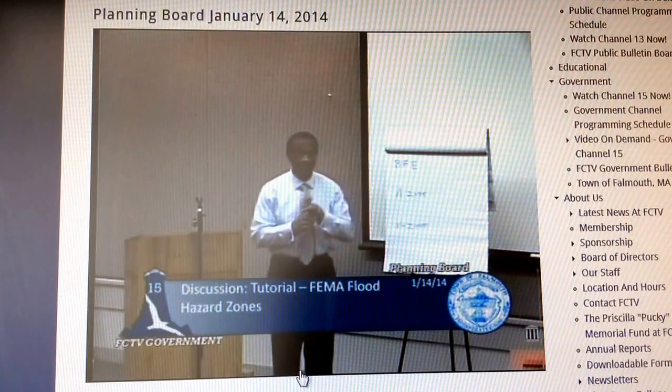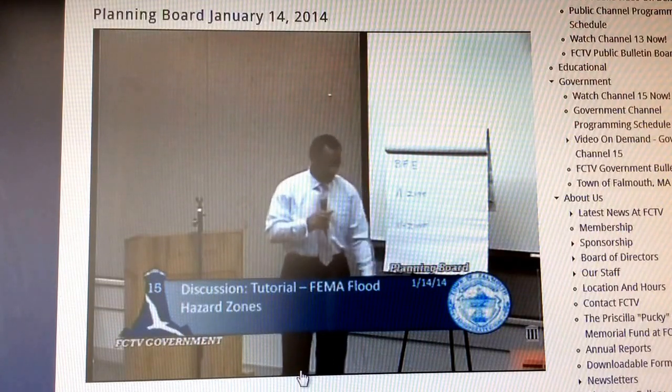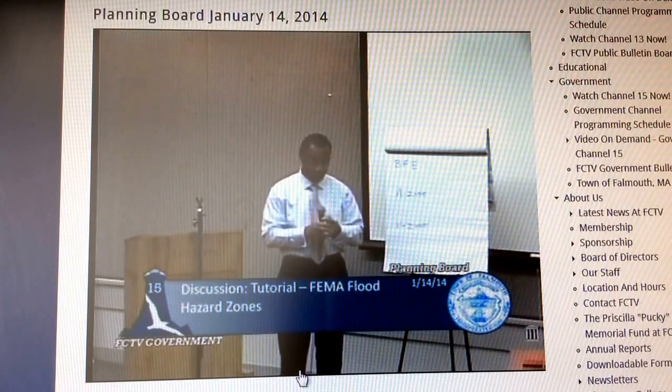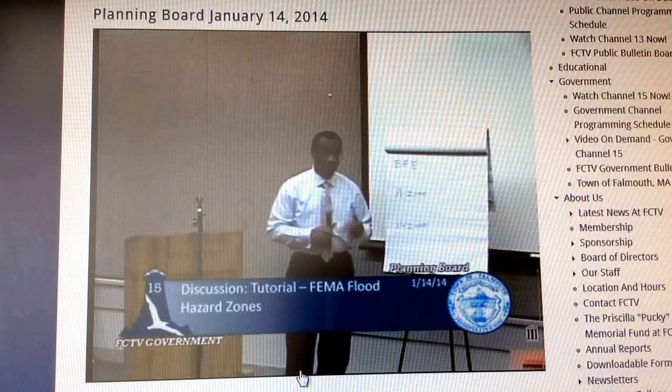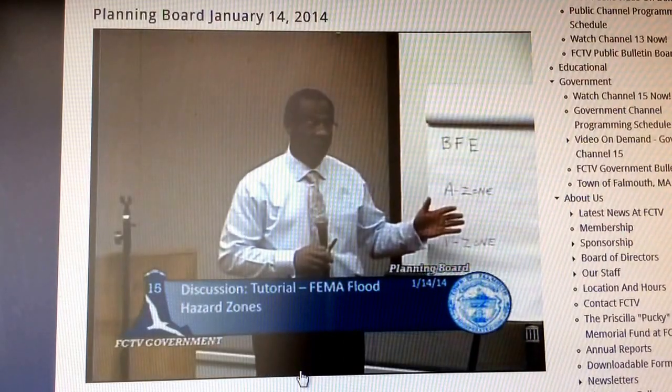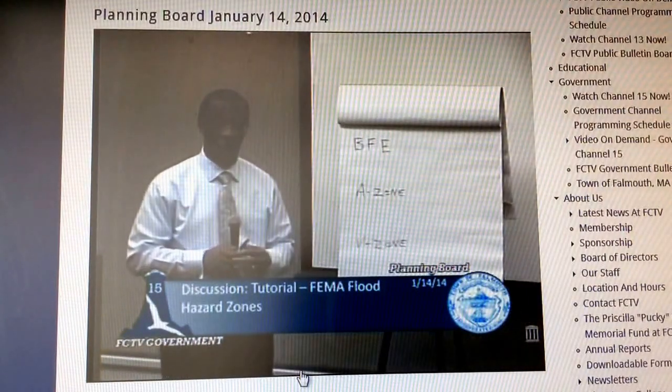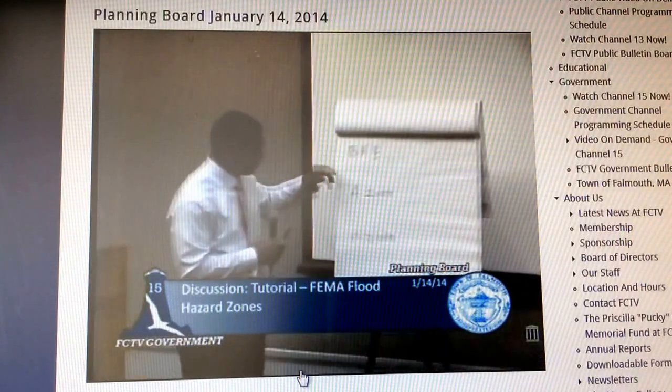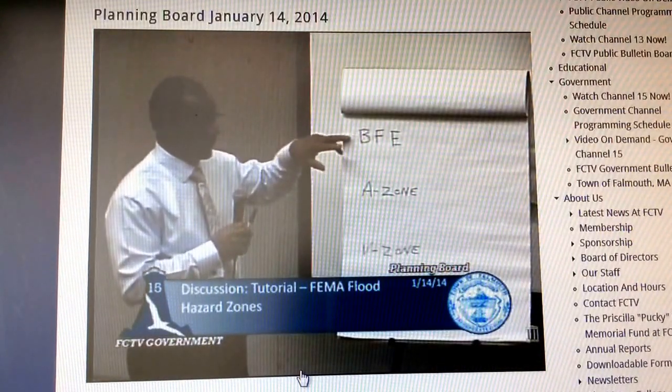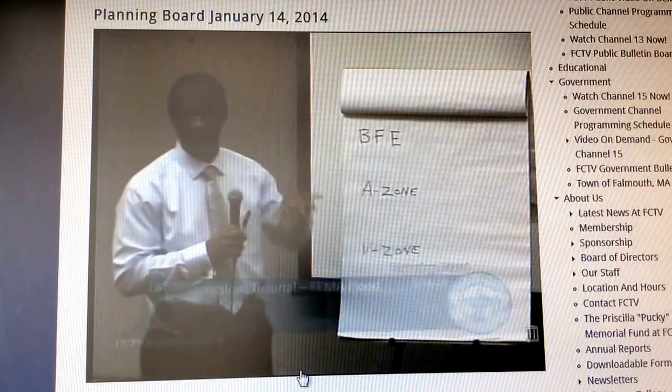So we're going to try to cover this in a few minutes, and yet try and include some of the more important aspects of the flood zone. So the first thing that we're going to talk about is the BFE, which is the base flood elevation.